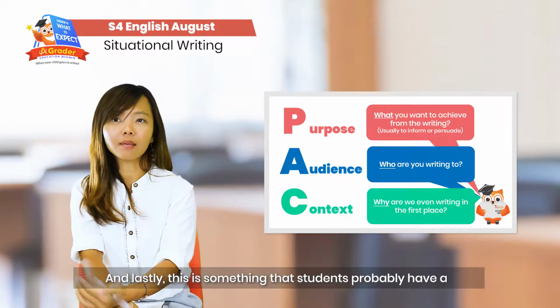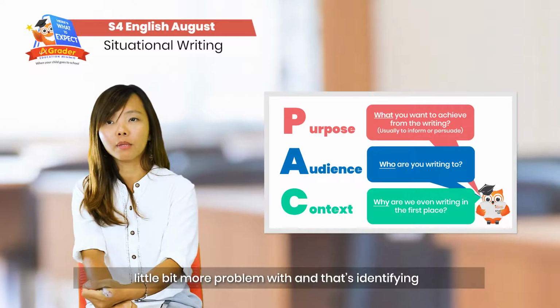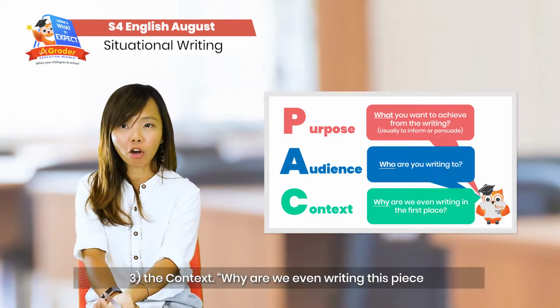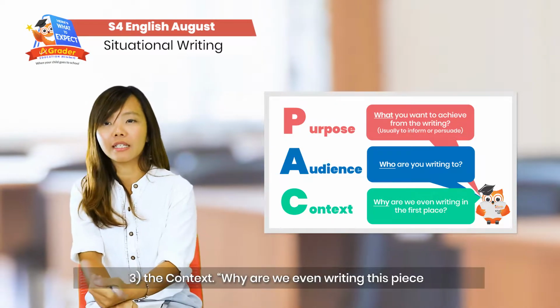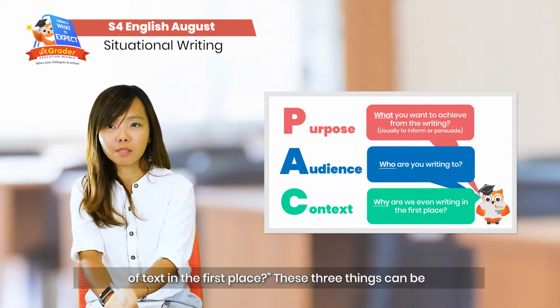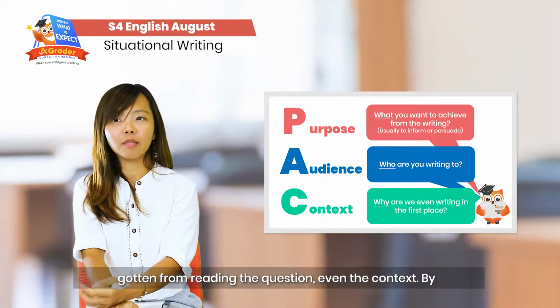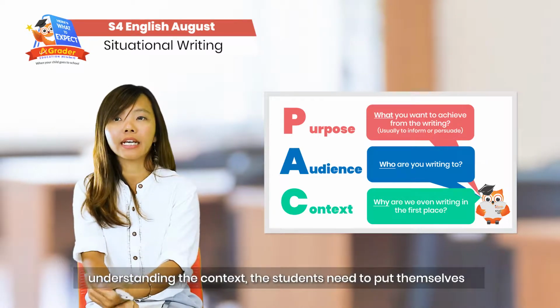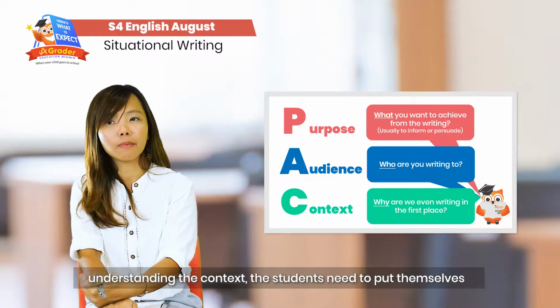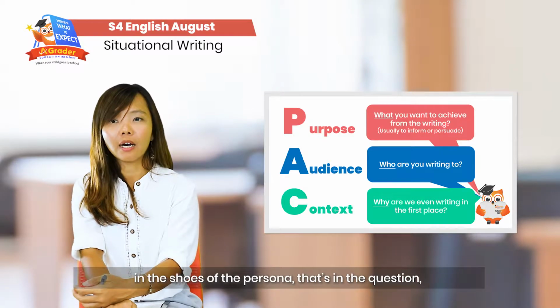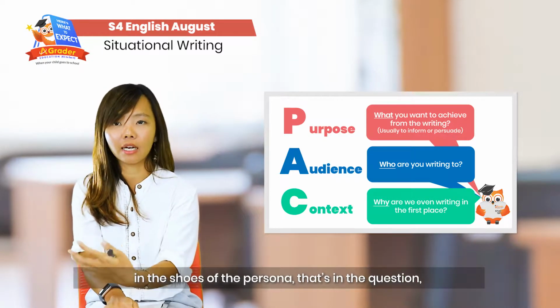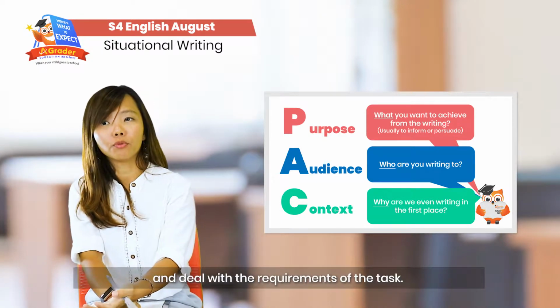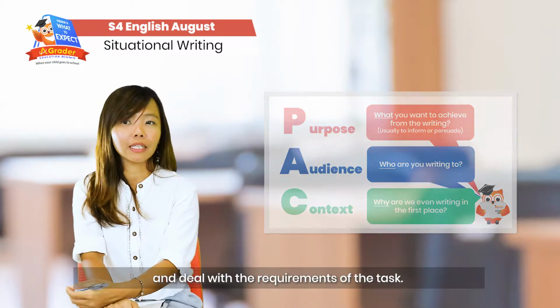And lastly, this is something that students probably have a little bit more problem with, and that's identifying the context. Why are we even writing this piece of text in the first place? So these 3 things can actually be gotten from reading the question, even the context. So by understanding the context, students should then be able to put themselves in the shoes of the persona that's in the question and be able to deal with the requirements of the task.